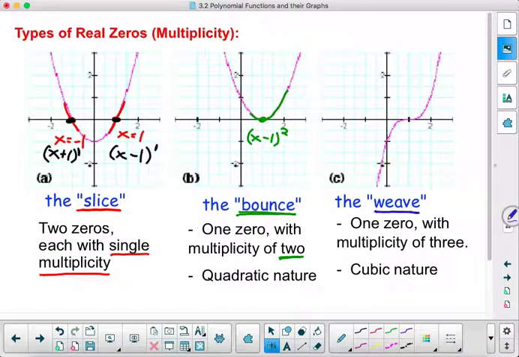The third one's the weird one, the weave. I couldn't think of a better name for this. So the slice makes sense. You slice through things. The bounce, it bounces kind of back off the axes. The weave, it does a little juke and jive.